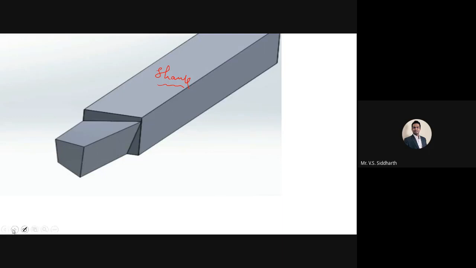And here, this face is known as end flank. What is the name of this face? Side flank. Good. This is side flank. This one is end flank.